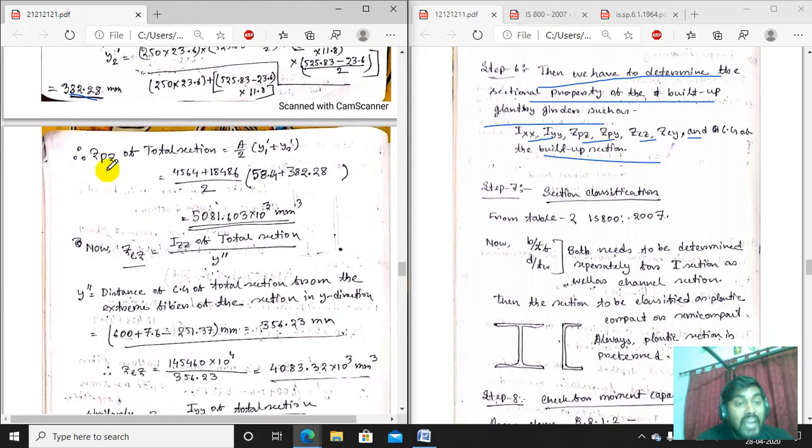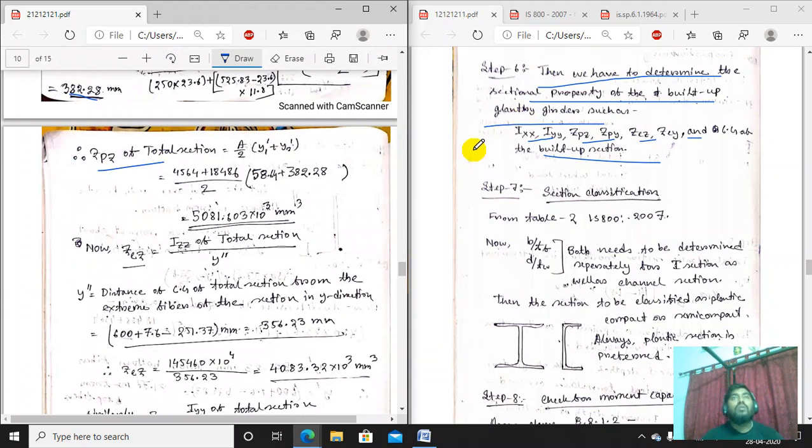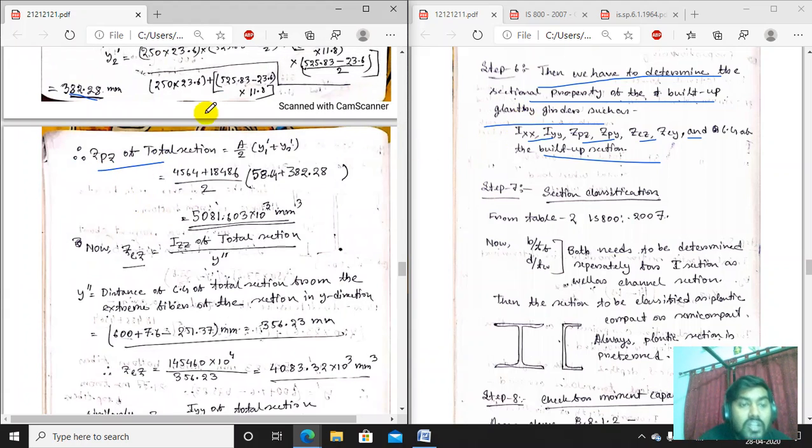So the ZPZ of the total section, if we use the formula A by 2 into (y1 dash plus y2 dash), where A is the total area, is 5081.603 into 10 to the power 3 millimeter cube. That is the actual ZPZ of the total section we have found out.